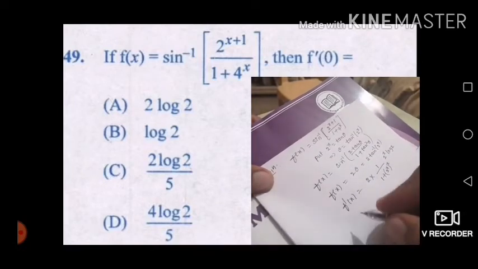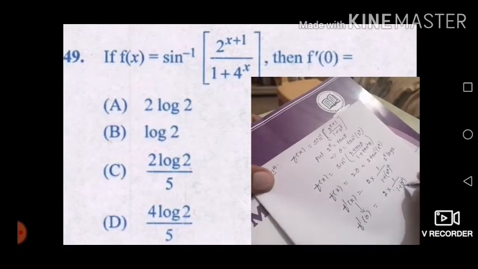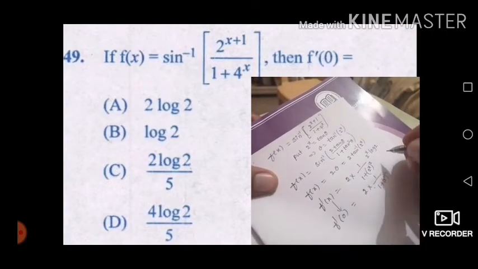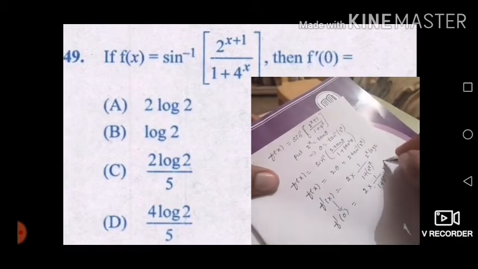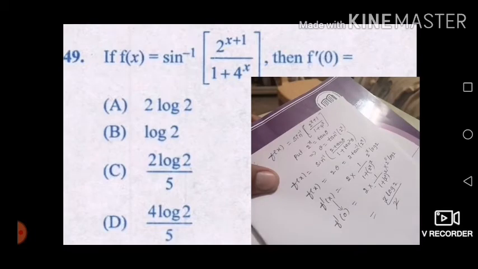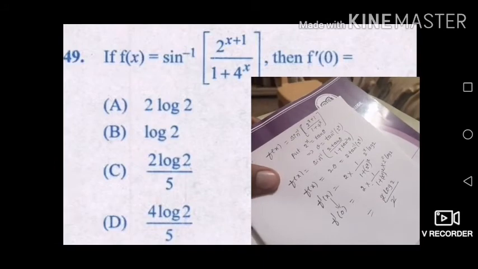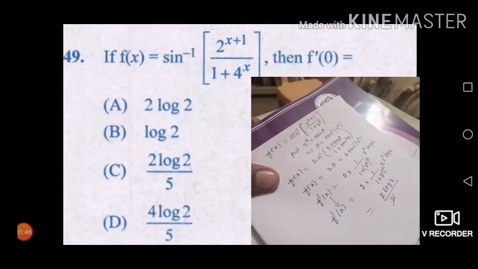According to the problem condition, we have to substitute 0 here in place of x. So this 2 as it is into 1 divided by (1 plus 2 power 0) whole square, into 2 power 0 log 2. So finally, this 2 as it is, 2 log 2 divided by 1 plus 1, which is 2. The 2s get cancelled. Our answer is log 2. Hence option B is correct.